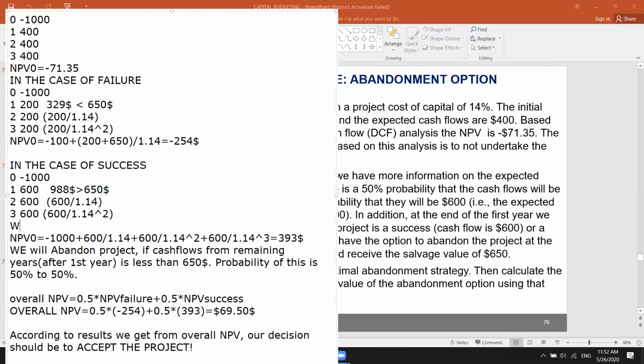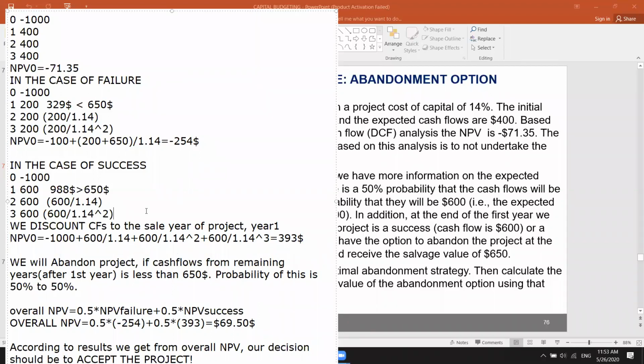We discount cash flows to the sale year of the project. That means year 1. At year 1, we will sell the project. So we are discounting to year 1. We are comparing with the salvage value. If it's more than 650, we accept the project. This is our strategy.